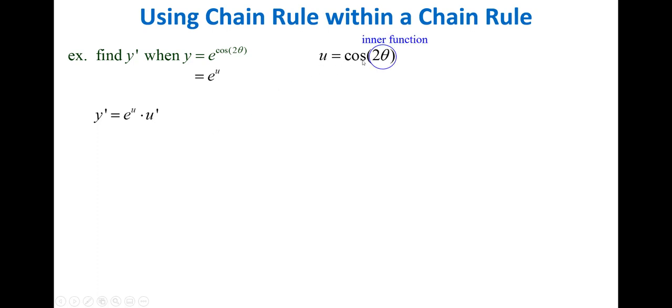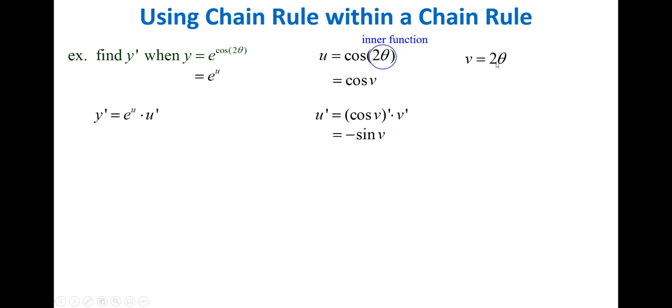And now when I go to find the derivative of u, I can see that this has its own inner function of 2 theta, and I've already used u, so when I go to find u prime, I'm going to, again, do a u substitution, only I'll use v instead as the variable for the inner function. So this becomes cosine of v, and then when I go to take the derivative of u, it's cosine of v prime, because this is the outer function, times v prime. And then cosine of v prime would be negative sine of v.